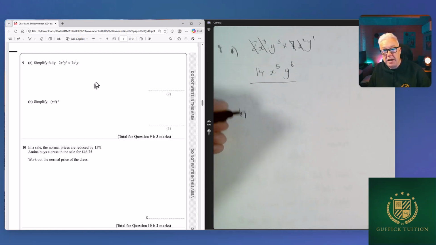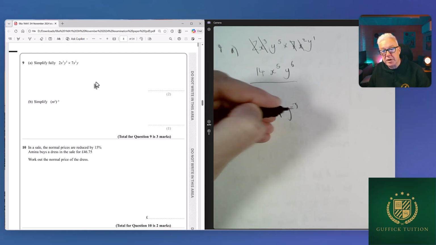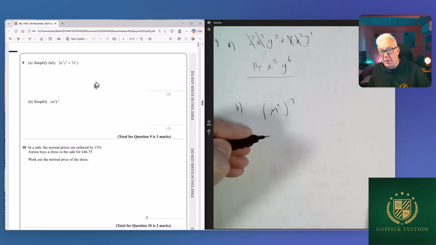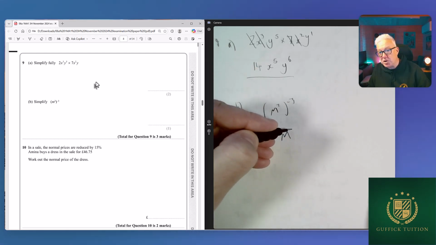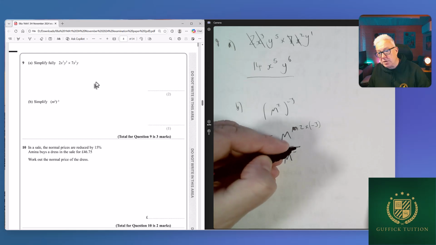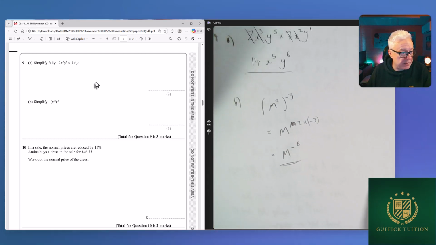And then part B, m squared to the minus 3. Now, when you have a power to a power, you do it as a multiplication. So this is the same as m squared times by minus 3. So that is m to the minus 6. Okay, so when we multiply those two together, that becomes m to the minus 6.